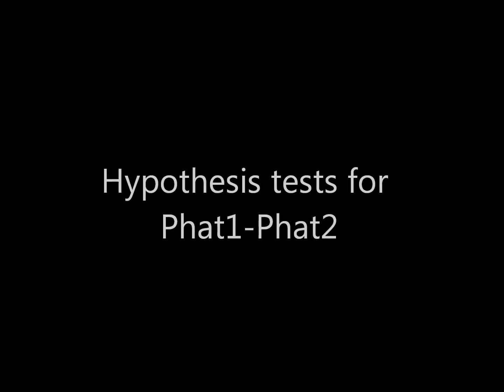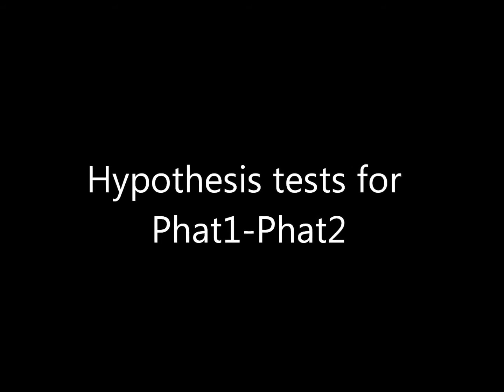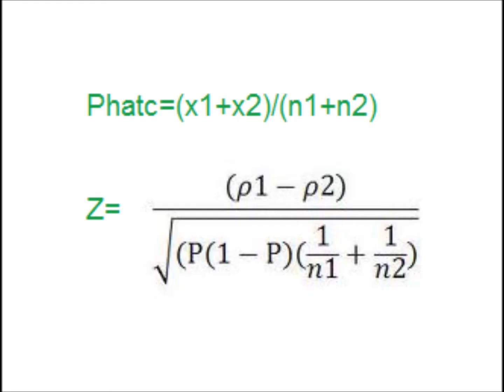Hypothesis test for difference in p-hats. Hypothesis tests can be used when given two sample proportions. To get an accurate estimate of p1 minus p2, we pool the data. We call this pooled data p-hat C. The formula for pooled data is shown below.